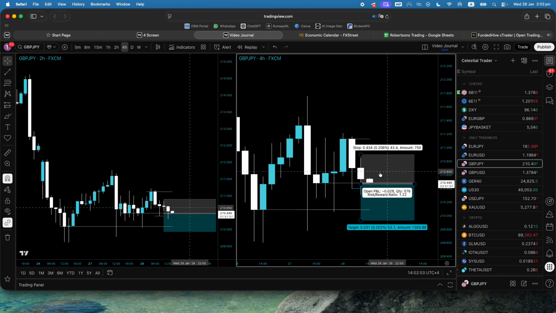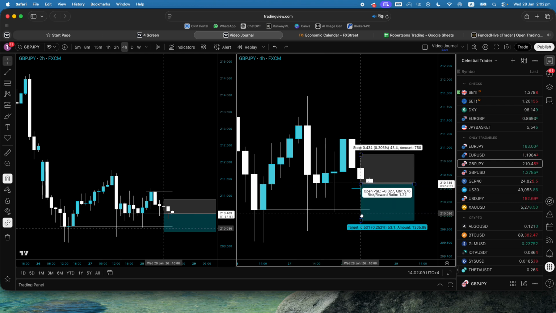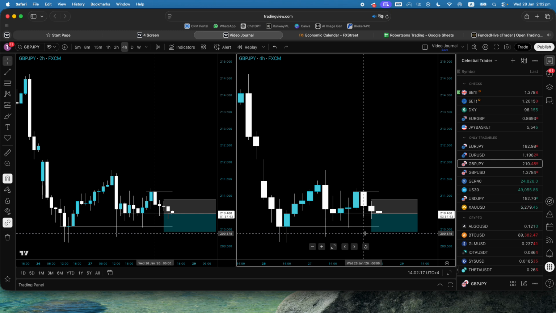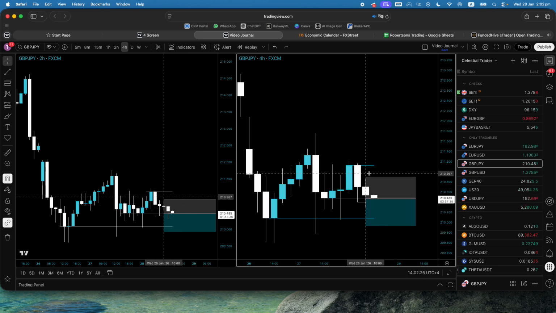Okay, so with that potential push lower and the break of this floor, this support level here, we are potentially going to be targeting this region. This region here, this sort of 210.07, down to, on the lower time frames, about 209.9, something like that. So that's my kind of expectation on this market.